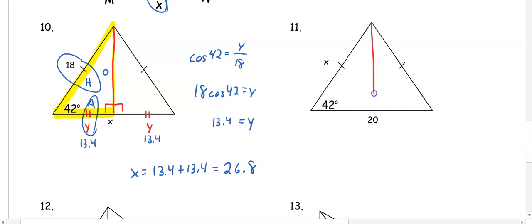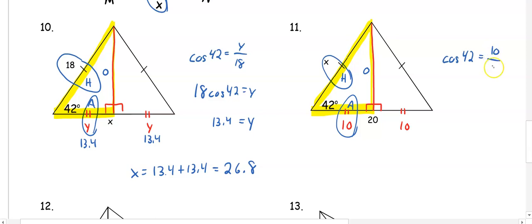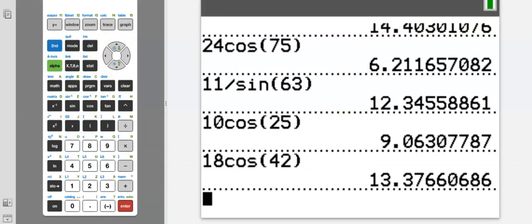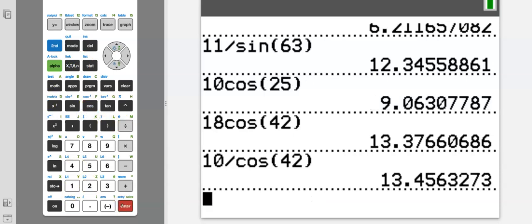In number 11, we're going to do the same thing. We're going to draw our height in, which is going to bisect this base into 10 and 10. So if we focus on one triangle, we have opposite, adjacent, hypotenuse. So again, we know the opposite and the adjacent, so we're using cosine. Cosine of 42 is equal to 10 over x. Here we're going to divide. X equals 10 divided by the cosine of 42. And we get 13.5.